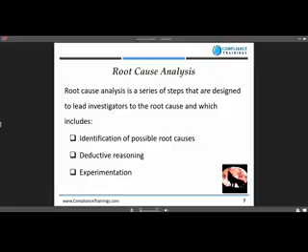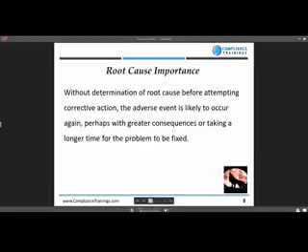And experimentation can be anything from a simple trial and error to formal designed experiments. Why is determining root cause important? Because without determination of root cause before attempting corrective action, the adverse event is likely to occur again, perhaps with even greater consequences, or maybe take a longer time for the problem to be fixed because additional damage may have been caused by this problem.